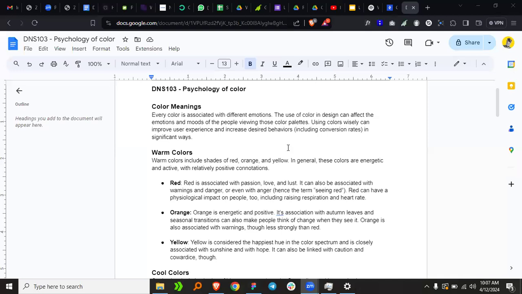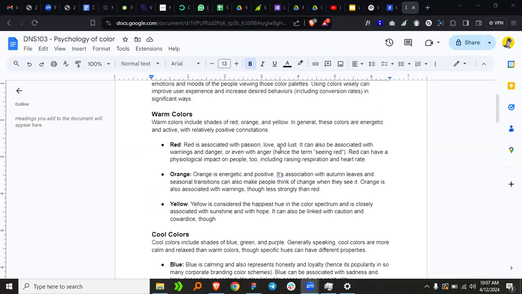Conversion rate is the rate at which users stay on your products, right? So the more conversion rates you have, the more users you have, and then obviously the more money you are going to make with the product, right? Then we have warm colors and we have cool colors. Warm colors include shades of red, orange and yellow.